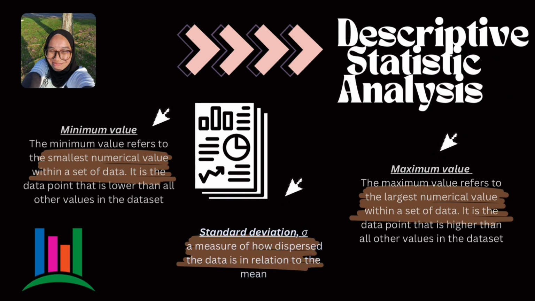It also contains the minimum value, which refers to the smallest numerical value within the set of data. It is also the data point that is lower than the other values in the data set. And it also contains the maximum value, which refers to the largest numerical value within a data set, and is also a data point that is higher than all other values in the data set. And lastly, standard deviation, which is a measure of how dispersed the data is in relation to the mean.